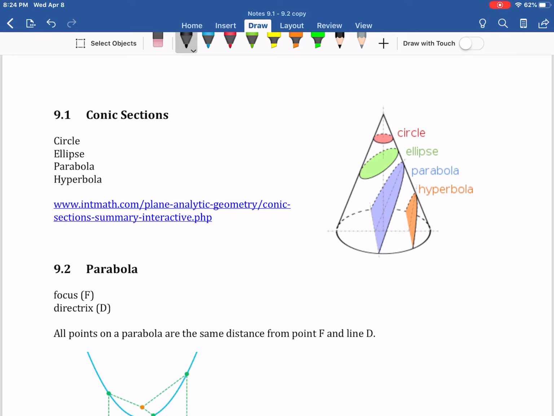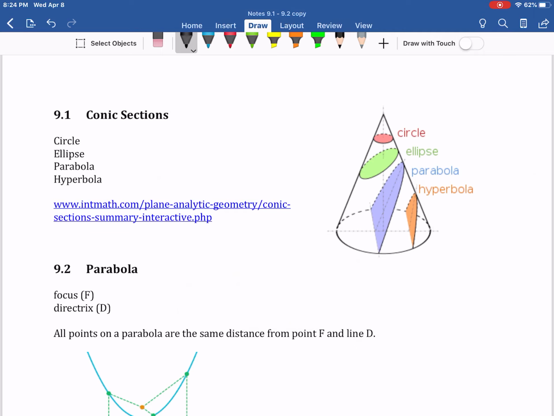There are four different types of conic sections. There's the circle, the ellipse, parabola, and a hyperbola. And each of these conic sections is obtained by slicing a cone at various angles, at various heights up and down the cone shape. The link that you have here in your notes is going to take you to an interactive tutorial on how to achieve those different shapes by slicing the cone in different locations and changing the angle of your slice.